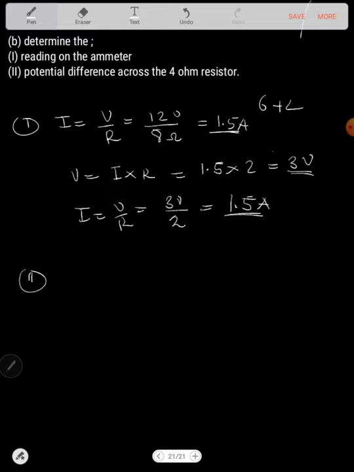Then part 2 says the potential difference across the 4 ohm. Now potential difference is just voltage, which is equal to current times resistance. Current flowing in that circuit is the same, which is 1.5 amperes, because it's in series. Then resistance there you have 4. So here you don't even have to stress a lot. Just 1.5 times 4. That will give you 6 volts. As simple as that. So that's the question I had for you.